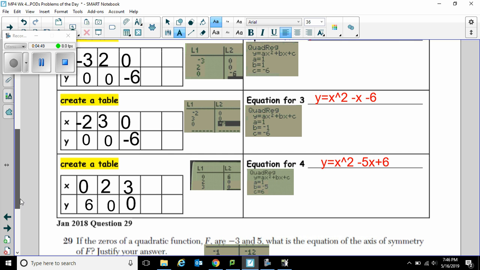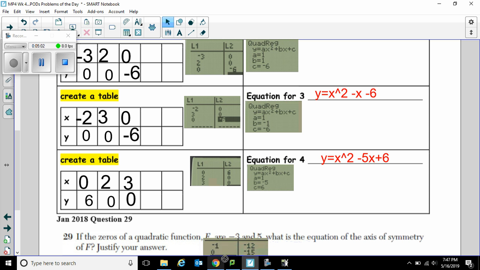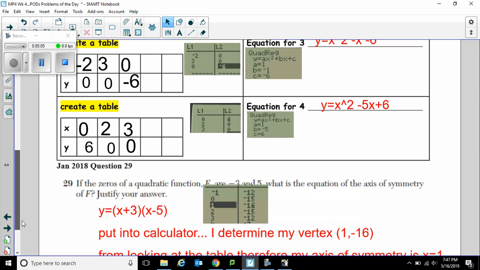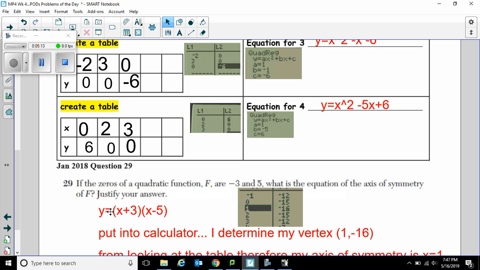Our final question. This comes from my January 18th quiz. It says, what are the zeros for a function if I have negative 3 and 5? Negative 3 and 5. Well, what am I doing with that? Well, real quick, you guys probably saw this coming. Put it in factor form, where x plus something, parentheses, times x plus something, parentheses. Take the opposite of negative 3, get positive 3. Take the opposite of 5, get negative 5.